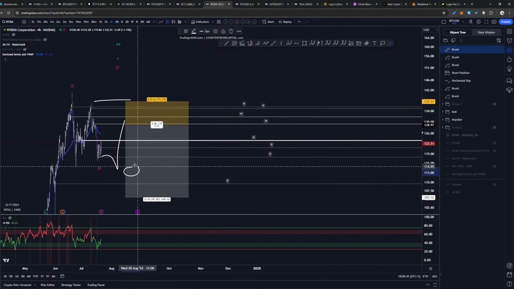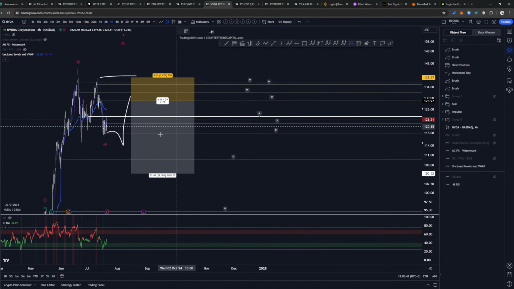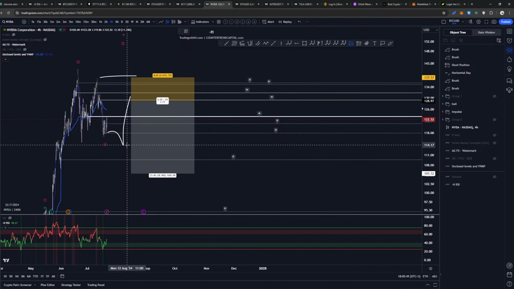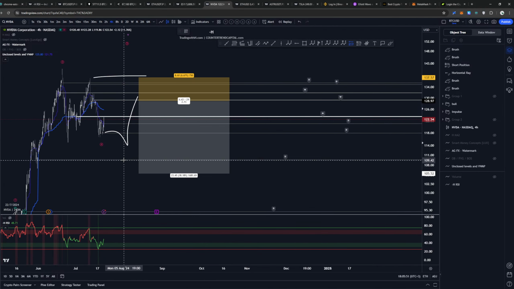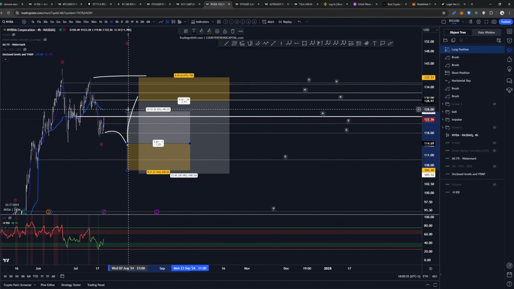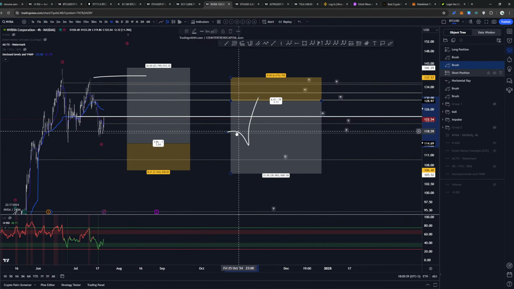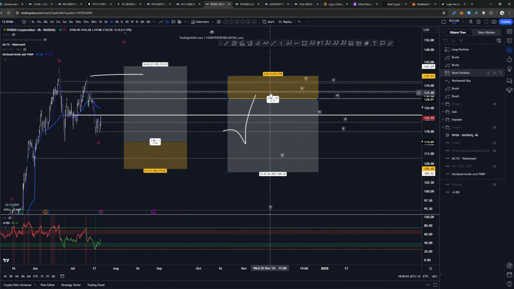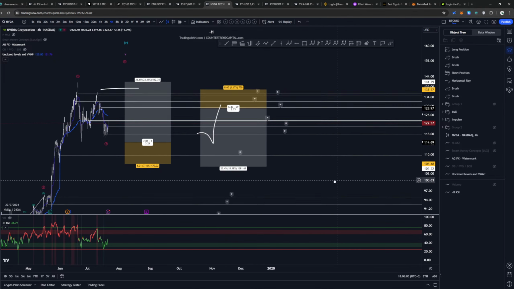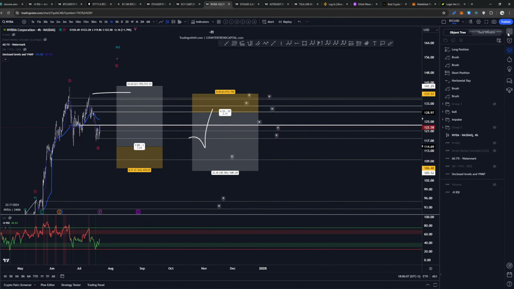I might actually be looking for a long somewhere here. Maybe not even the daily here, because that is untapped. Something like this. And then if that pivots, I'm going to be looking for a hedge short somewhere here. I think that is a game plan on Nvidia.